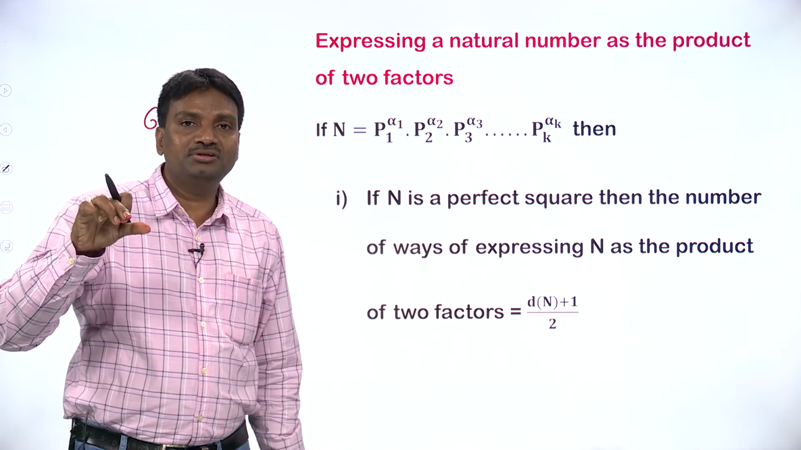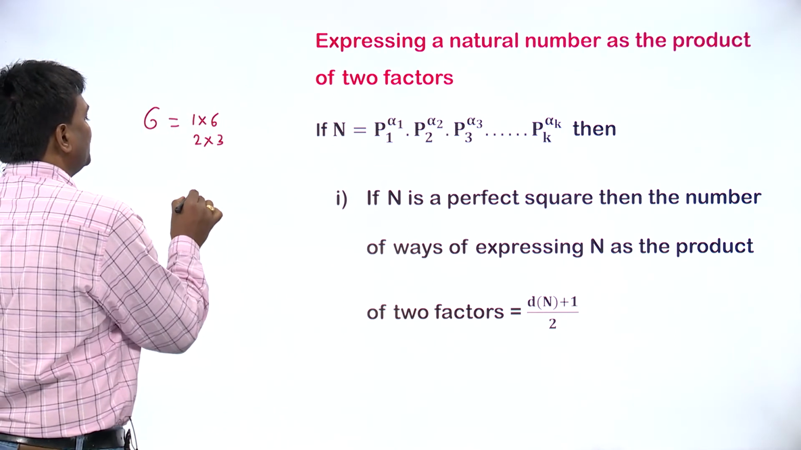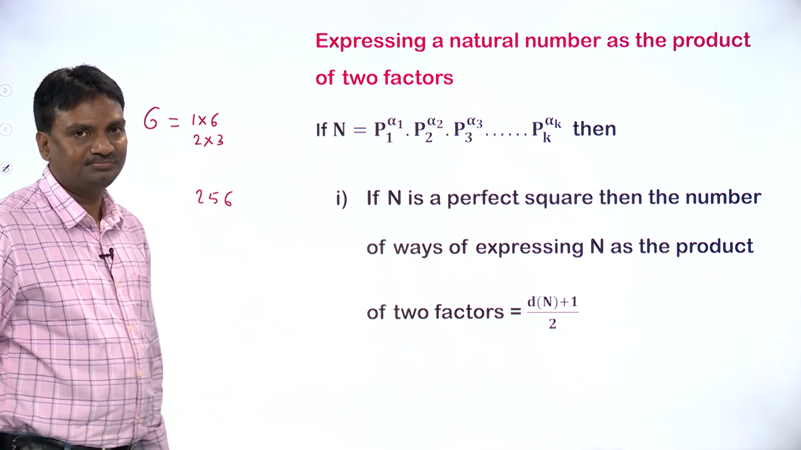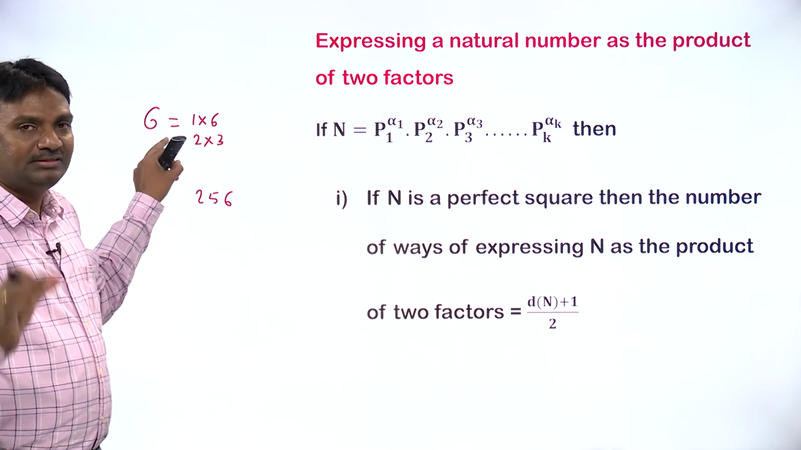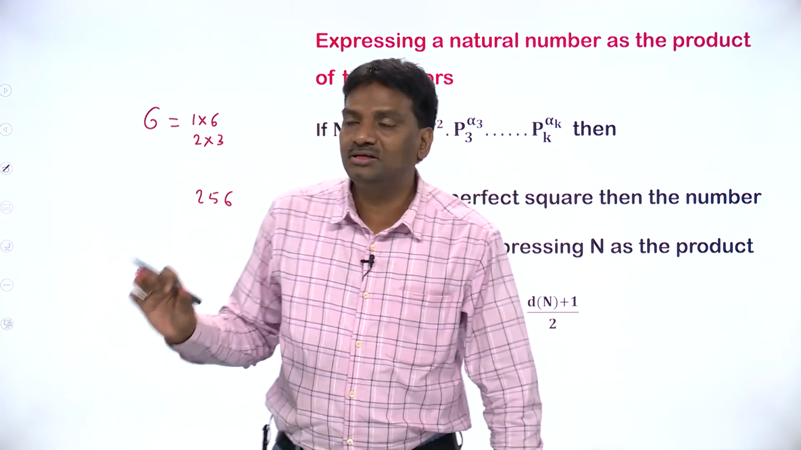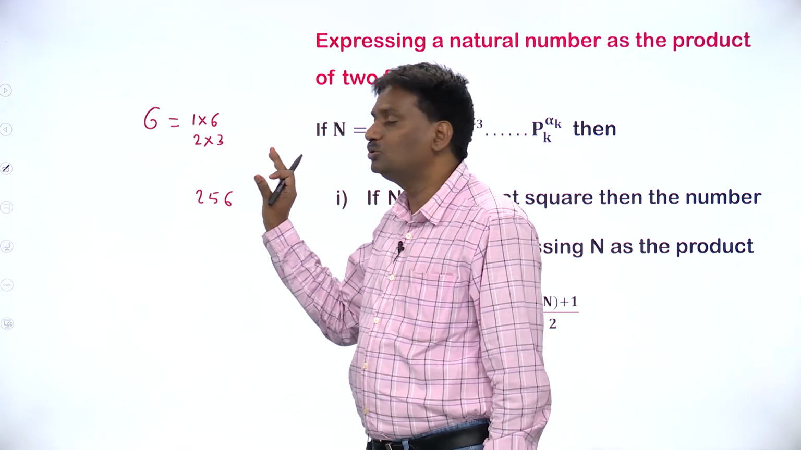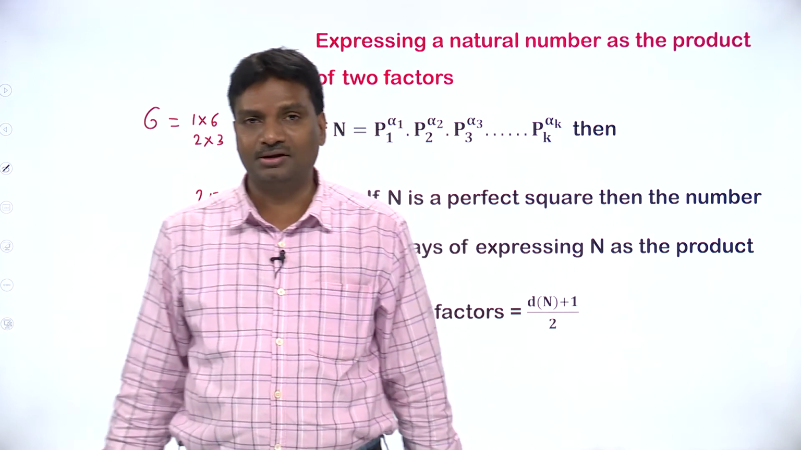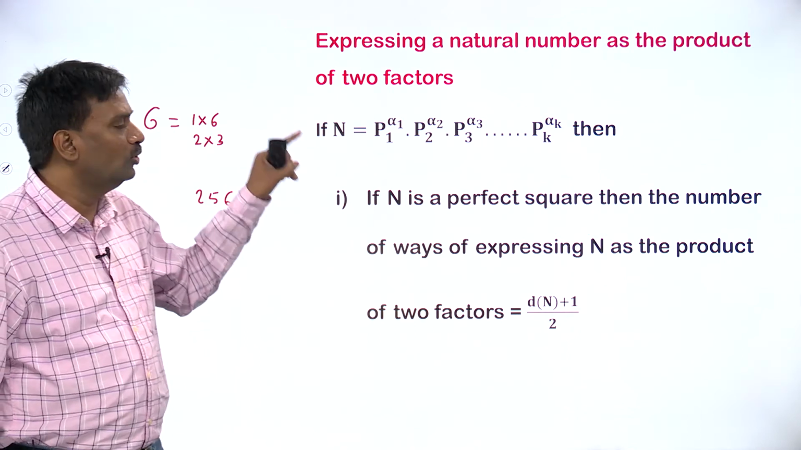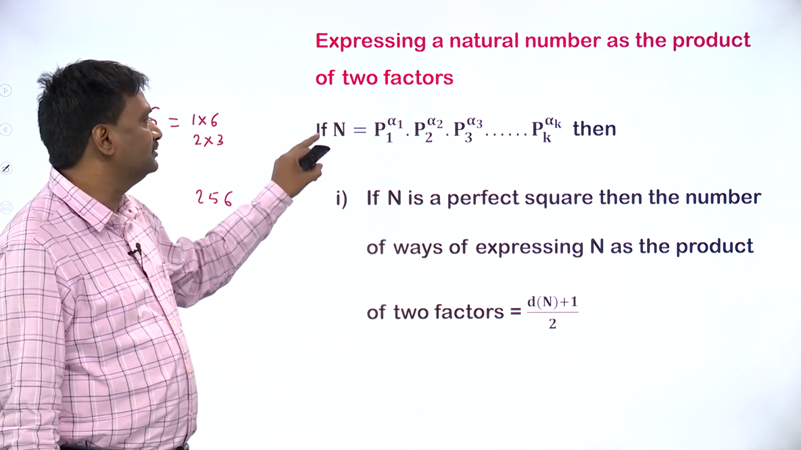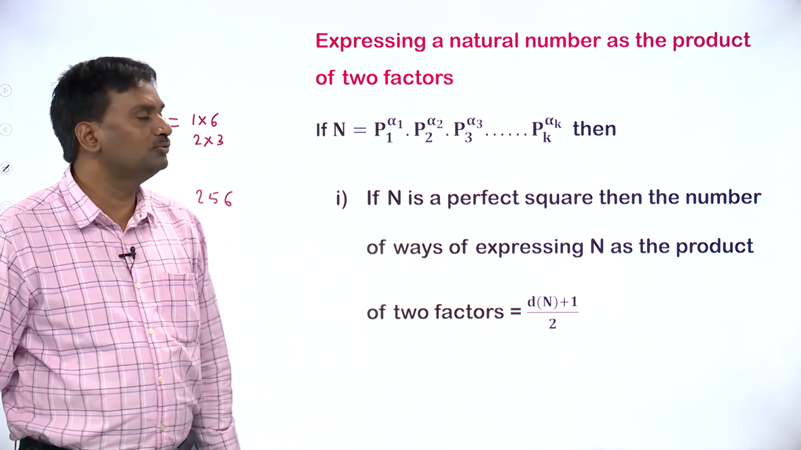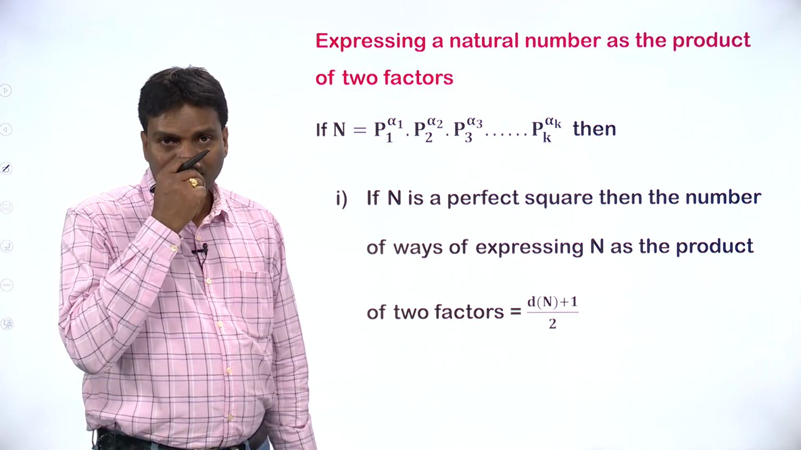In how many ways can we express the number 256 as the product of two factors? Here 6 is a small number, so we can say 1 into 6, 2 into 3. But just like that, it is difficult for expressing 256 as the product of two factors. So, for these types of numbers we can use this formula. Here also we have to express the given number as p1 power alpha 1 into p2 power alpha 2 into p3 power alpha 3 into so on pk power alpha k.